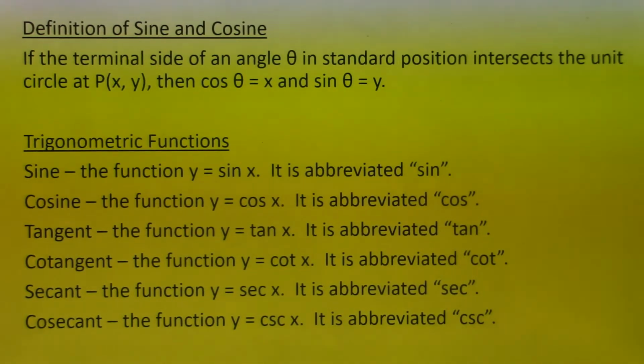And last we have cosecant, the function y equals CSC of x, abbreviated CSC. There's no really good way of pronouncing that one, so it's kind of weird to say it that way. But when you see those three letters involving trig functions, you'd say cosecant. So that's more terminology you'd have to understand for lessons involving trigonometric functions.